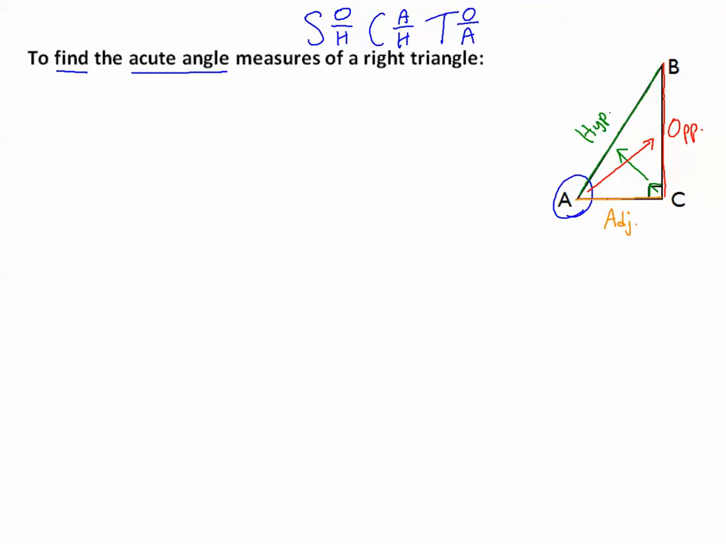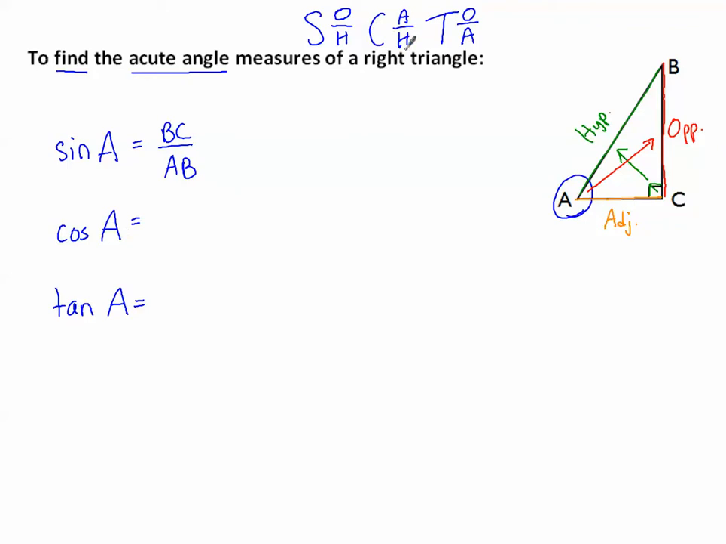So remember using sine, cosine, and tangent. If I write the sine of angle A, the cosine of angle A, and the tangent of angle A, it means the ratios of the sides. So sine is opposite over hypotenuse. Opposite is side BC, hypotenuse side AB. BC over AB.